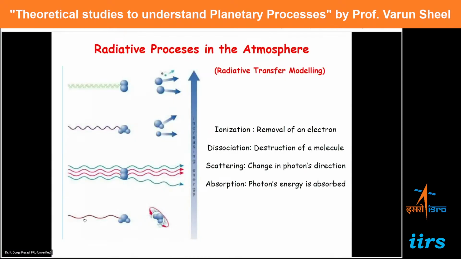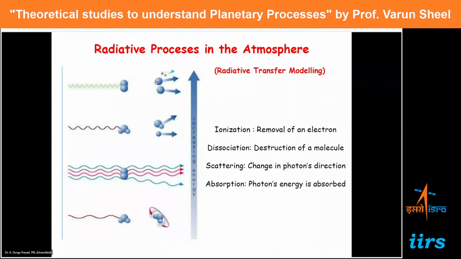So what are the radiative processes which create this? Why are these radiative processes important? If we want to model or mathematically define and derive the processes prevailing in the planetary atmosphere, we have to know how the solar radiation is absorbed at different heights depending on the species produced. There can be different mechanisms. These are the four main mechanisms which can happen.